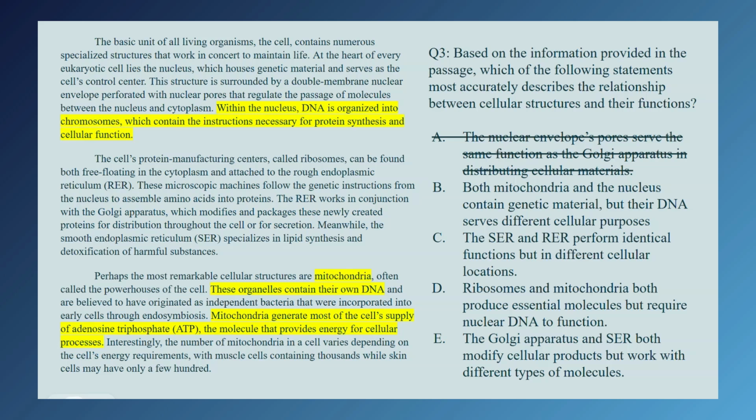How about B? Both mitochondria and the nucleus contain genetic material, but their DNA serves different cellular purposes. So within the nucleus, DNA is organized into chromosomes, which contain the instructions necessary for protein synthesis and cellular function. And mitochondria contain their own DNA, so that matches. But mitochondria generate most of the cell's supply of adenosine triphosphate, the molecule that provides energy for cellular processes. So mitochondria do have their own DNA, and they use it to generate ATP.